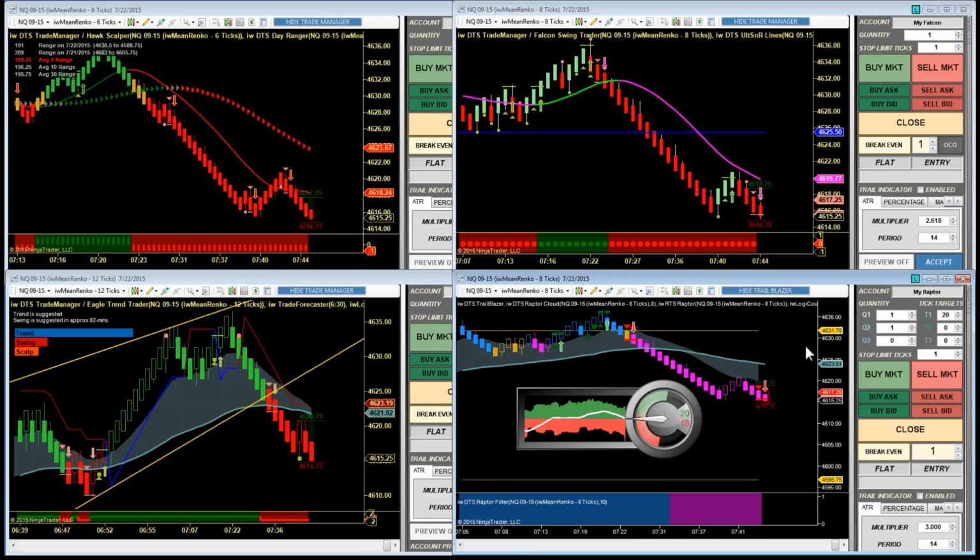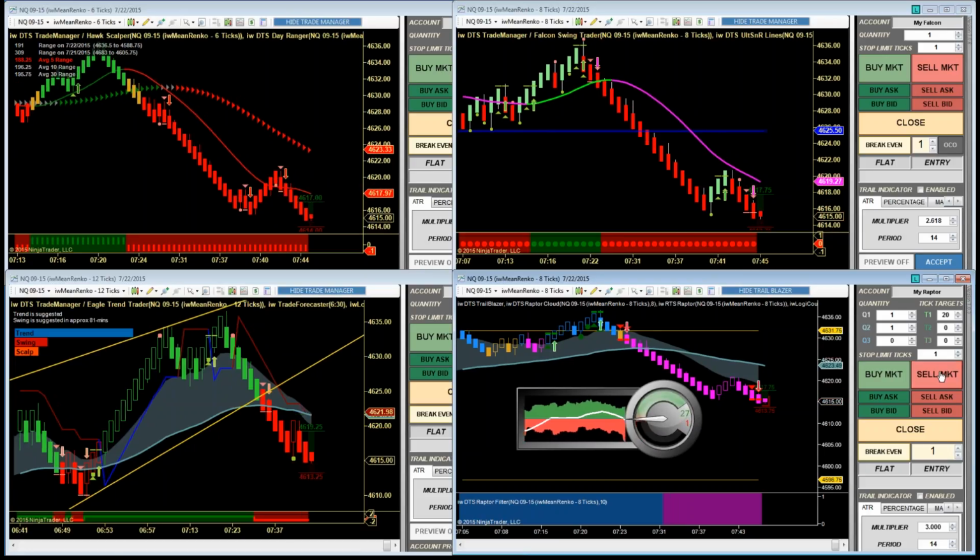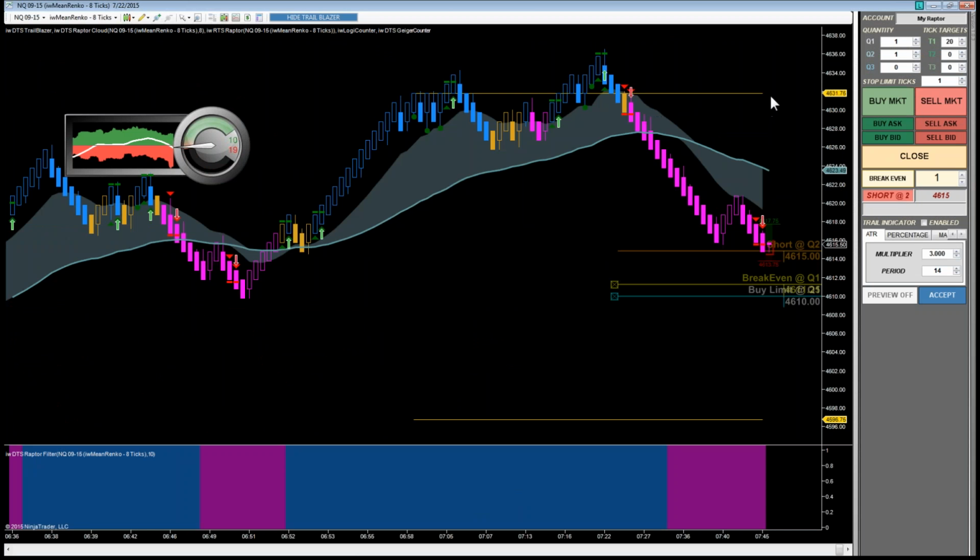All right, here they are. I'm a little bit slow on the Falcon, but we do have an opportunity here with the Raptor. Let's see, where's my stops going to be at? Okay, we'll enable those.